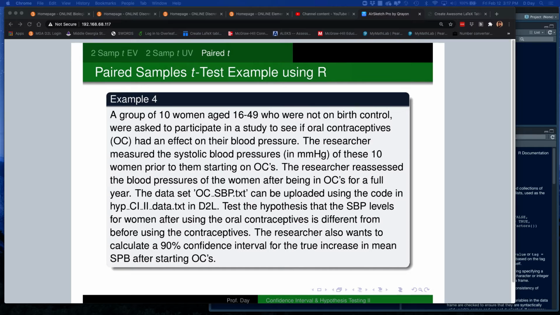Test the hypothesis that the SPB levels for women after using the oral contraceptive are different. So we're doing a not equals variety test, a two-tailed test, from before using the contraceptives. So we want to know if there's a difference. The researcher also wants to calculate a 90% confidence interval for the true increase in mean SPB after starting OCs. Okay, and so we're going to do that next.